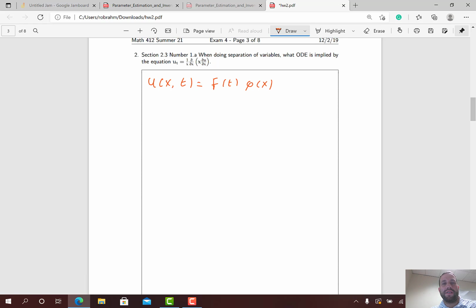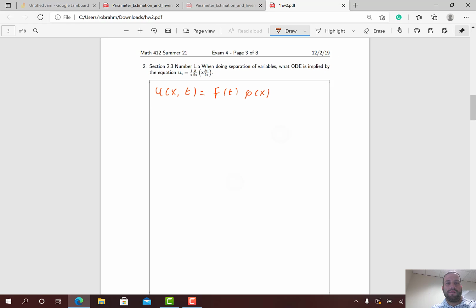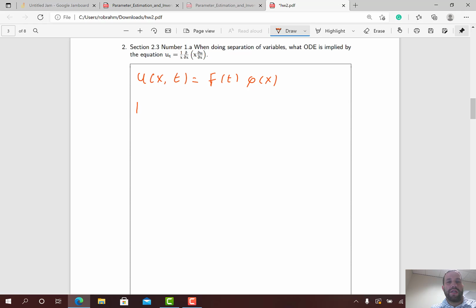And what happens when we plug this into the PDE? Well, on the left-hand side, we're just going to get f'(t) times phi(x), because the t derivative of f times phi is just f', because phi is a constant as far as t is concerned. And on the right-hand side, we're going to get 1 over x times the partial derivative with respect to x of x times the derivative of u with respect to x.